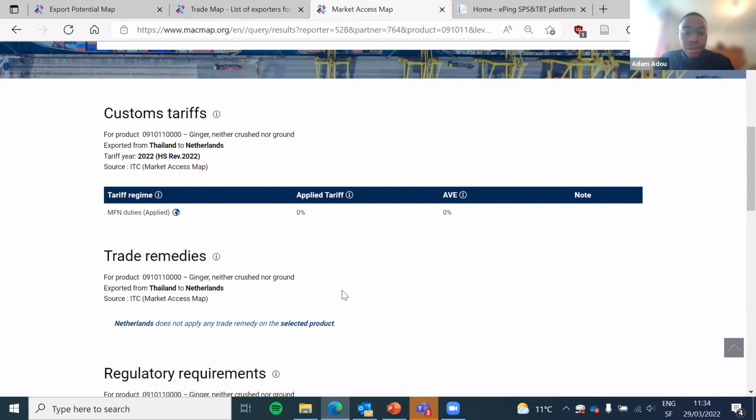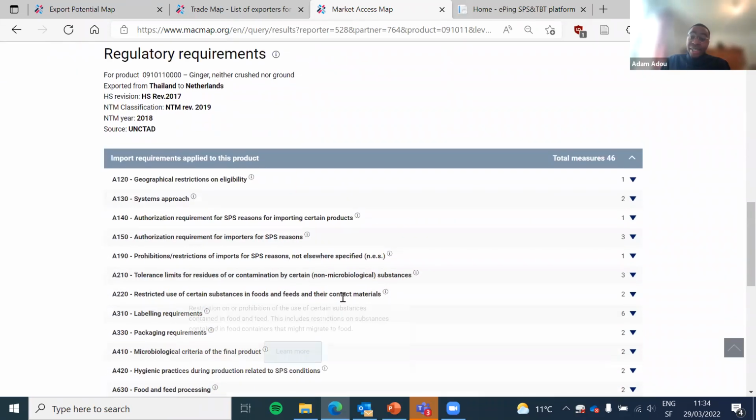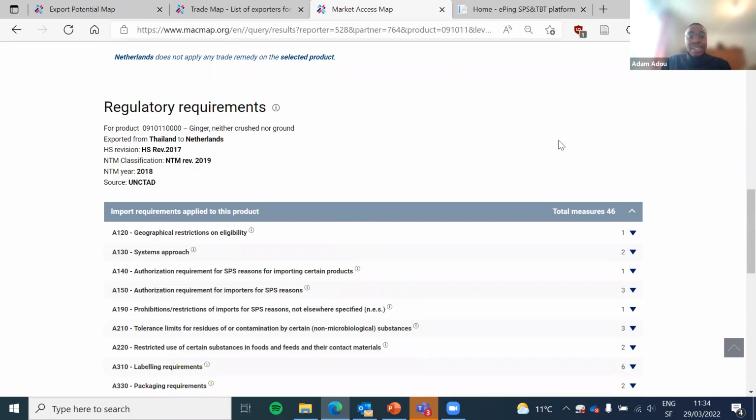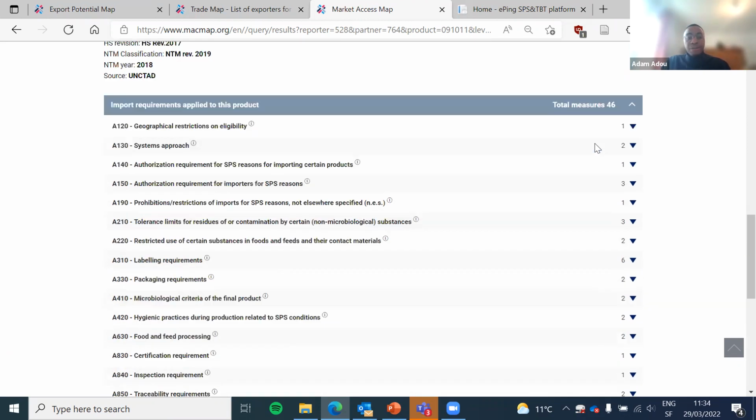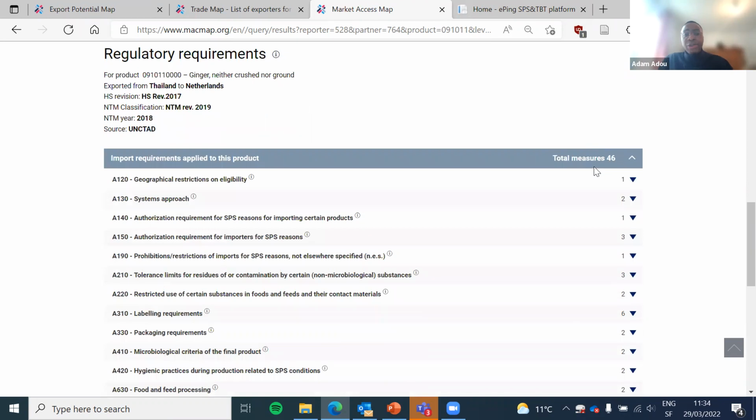So maybe it's regulatory requirements. This is where we see that when exporting ginger from Thailand to the Netherlands, there are 46 import requirements which Thailand has to comply with in order to export ginger, which is kind of huge. And maybe companies are not exporting to the Netherlands because of those export requirements, maybe because they do not have the facilities to comply with those requirements or the finance to comply with those requirements. Maybe there is a lack in terms of certification to comply with those requirements.